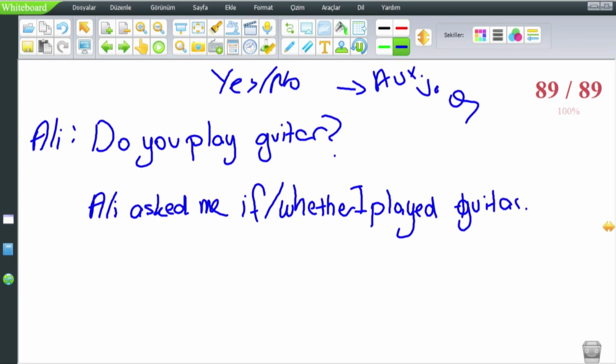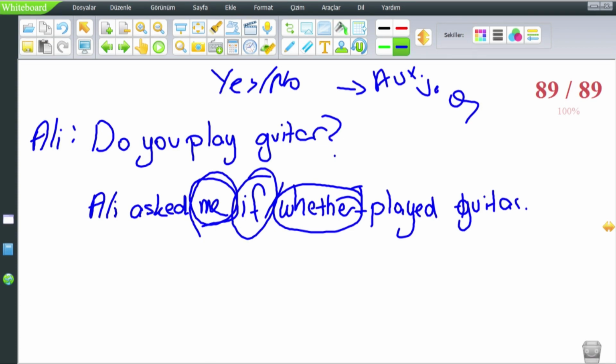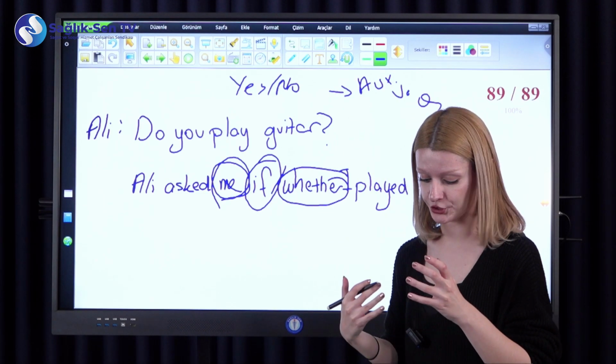The tense change rule also applies to questions. And in yes/no questions, I use if or whether to give that meaning, after who is asked that question.